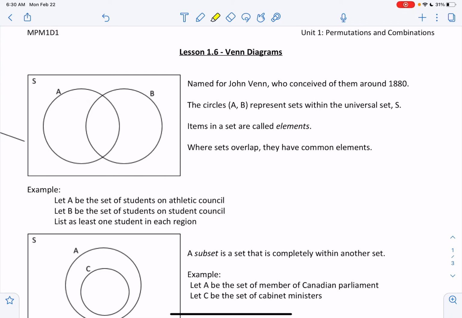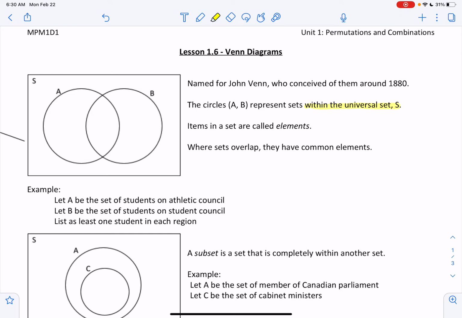For this lesson, we're going to be looking at Venn diagrams. These diagrams were named for John Venn, who conceived them around 1880. The two circles, A and B, represent sets within the universal set S. The universal set S contains everything within our diagram.